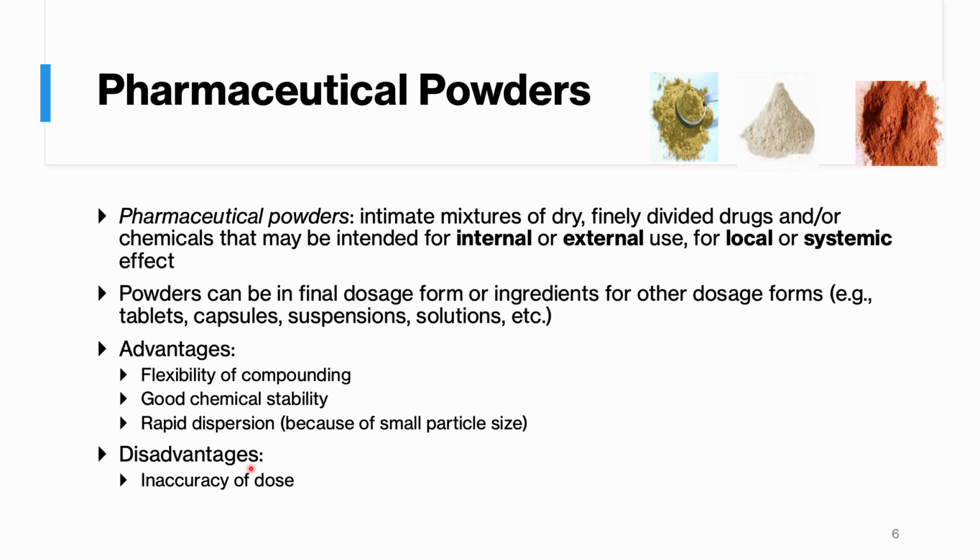A disadvantage of powder is that if you use medicated powders, there is some inaccuracy of dose, because usually the medicated powders, especially the bulk powder, can be measured using a scoop or some kind of spoon, so the accuracy of dose cannot compare with capsules or tablets.